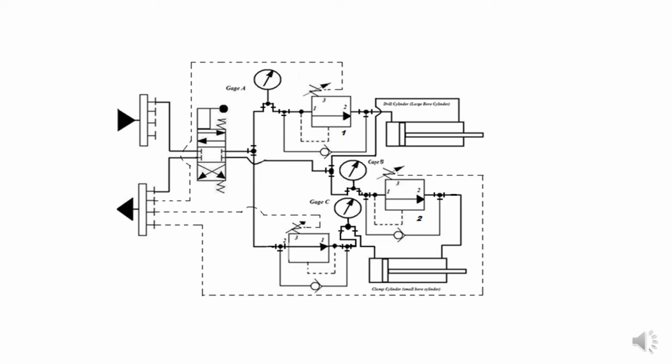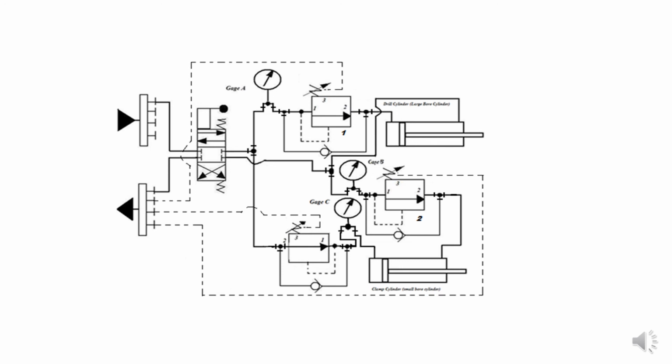Once the clamp cylinder is fully extended, the reducing valve will close to control its clamping force, which is shown on gauge C. The moment that system pressure builds to the limit of sequence valve number 1, sequence valve number 1 at the top of your drawing will open, allowing the drill cylinder to extend fully. And that is the extend cycle.